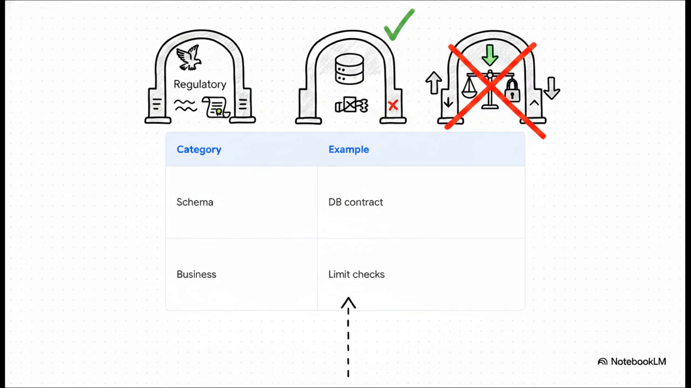No exceptions. Gate 2 is the system of record right contract. Essentially, does the LLM's proposal actually match the database schema? And Gate 3 covers your business invariants. These are your standard limit checks and dual control thresholds. If a proposal fails any of these 3 gates, it is rejected immediately. Boom, it never reaches the real world.